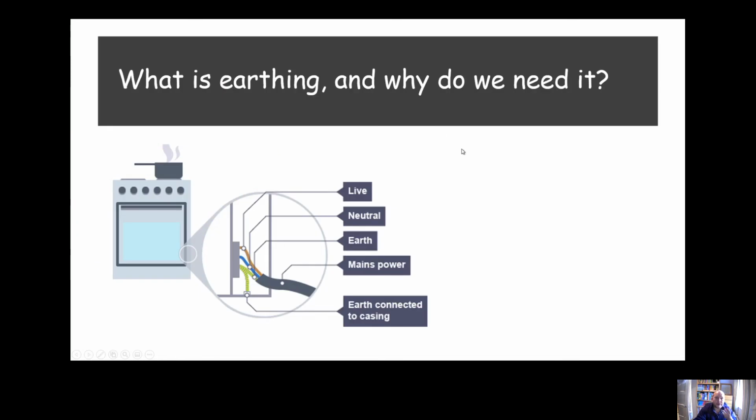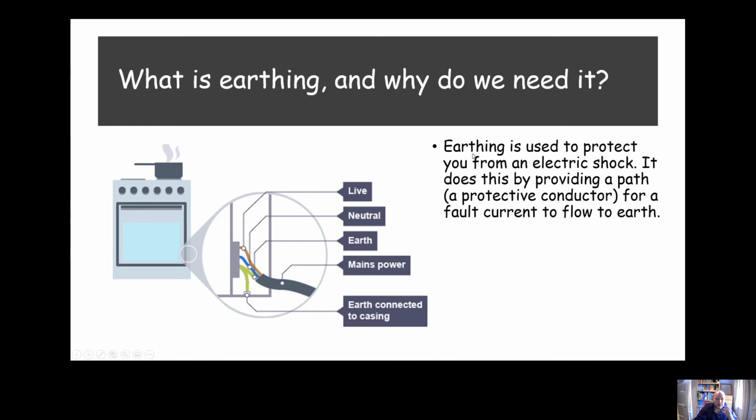Firstly, what is earthing and why do we need it? Earthing is there to protect us from electric shock, and essentially it does it by providing a path for the fault current to flow to earth.